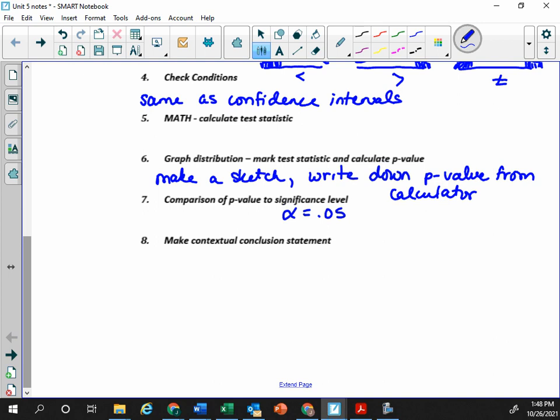All right, and then your contextual conclusion. When you do a hypothesis test, just like with your confidence intervals, it's a very sort of canned response and you just fill in the context and your numbers. It's all about if you're rejecting the null hypothesis or failing to reject the null hypothesis, okay? And we'll do examples with that. You'll see how it works.